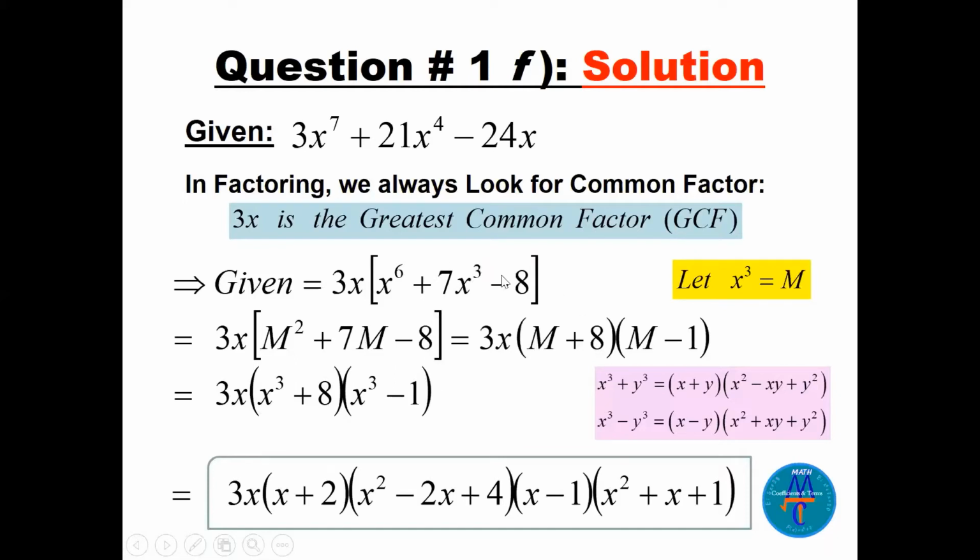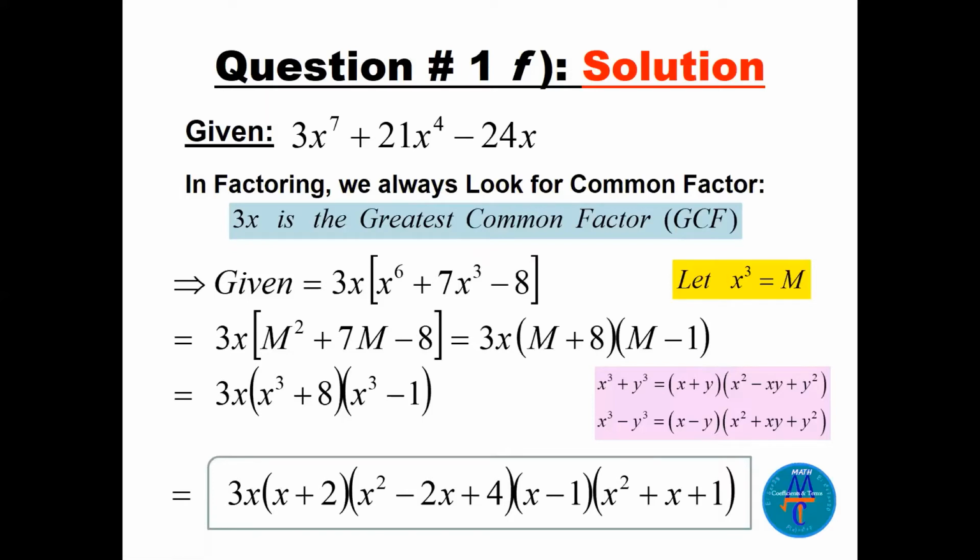So I say let, or suppose, x cubed, I will make it m here. We know x power 6 is x cubed squared. So this one becomes capital M squared plus 7m minus 8. See this one here in the bracket, I think you agree with me, so easy to factor this. m plus 8, m minus 1. And leave the 3x. You see the 3x part of the answer. Now I cannot leave the answer in m. You know why? There is no m in the question.